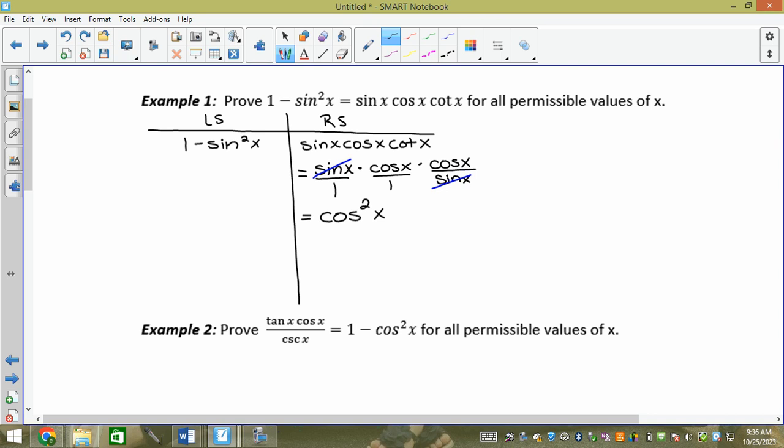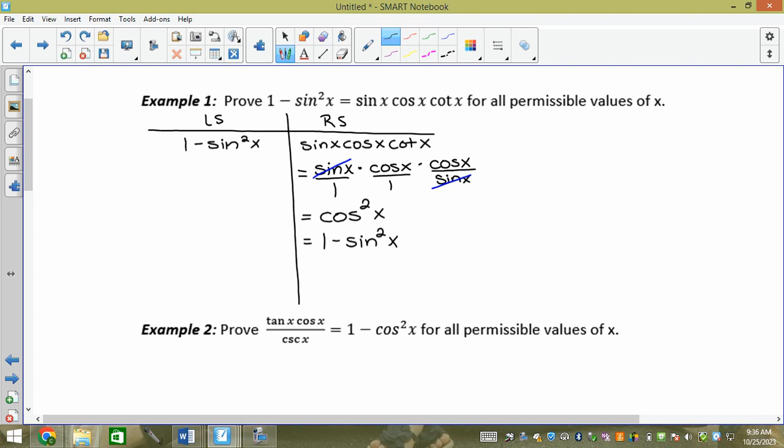Cool, I've halted. So now, I could do one of two things. I could keep going on this right-hand side and say cos squared x equals 1 minus sine squared x, and they match. Or I could go to the left-hand side and say 1 minus sine squared x is cos squared x, and they match. So at this point, you could do either way, right? So I could go, okay, well, this equals 1 minus sine squared x.